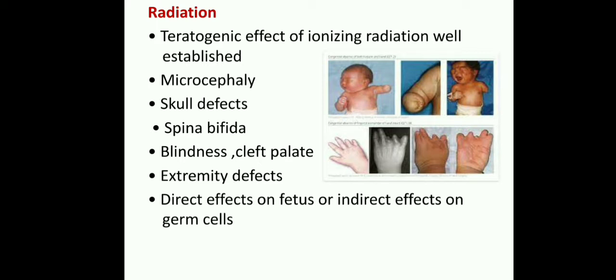And the next one is, because of exposure to radiation, the baby may suffer with blindness, cleft lip, and extremity defects. Look at this picture, how that baby has some extremity defects because of the radiation. Mother is exposed to the radiation. Okay, and the next one is direct effects on the fetus, or indirect effects on the germ cells. That is also one of the causes of radiation.